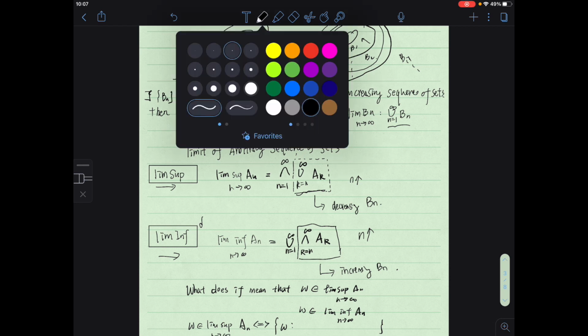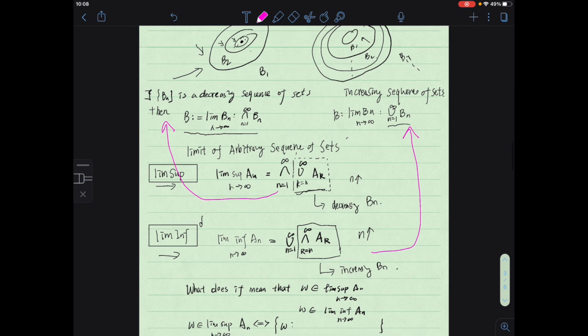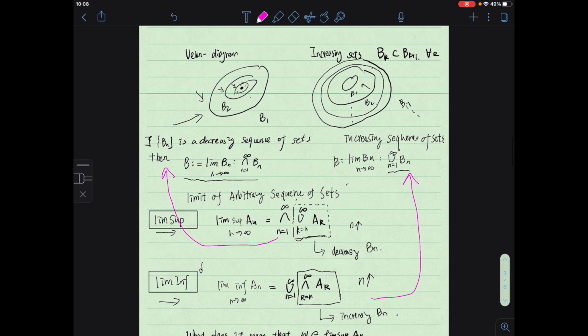If we compare this definition for an arbitrary sequence of sets to the definition of limit for a decreasing or increasing sequence of sets, we can perfectly match them. So we match the lim superior to the limit of a decreasing sequence of sets, and we match the limit inferior to the limit of an increasing sequence of sets. Okay.